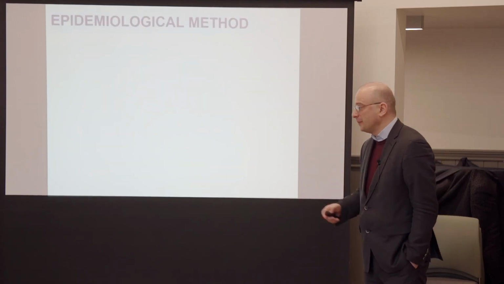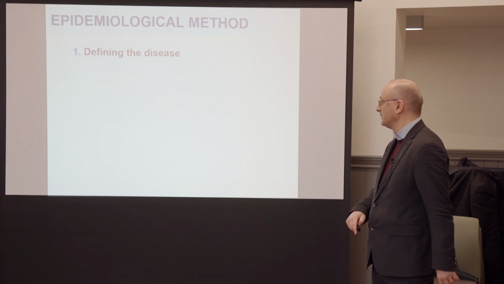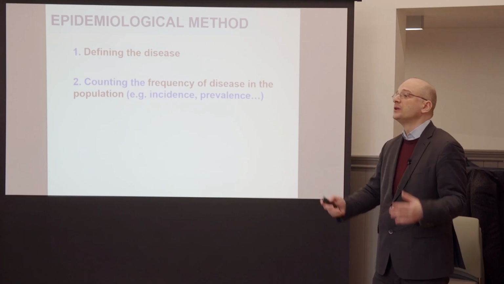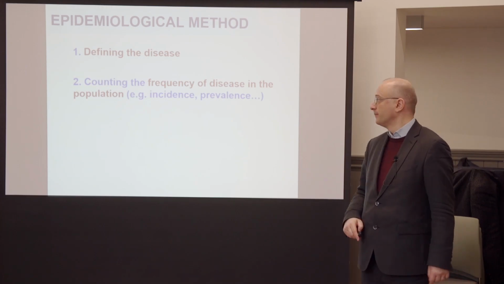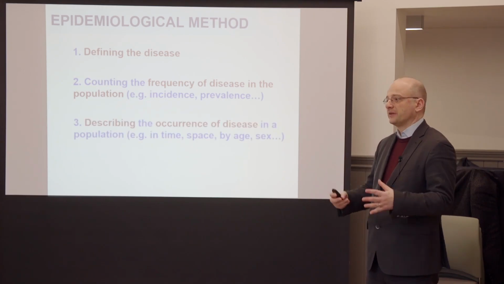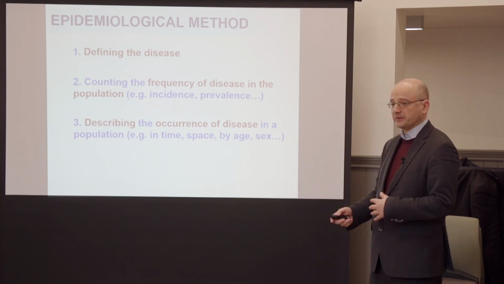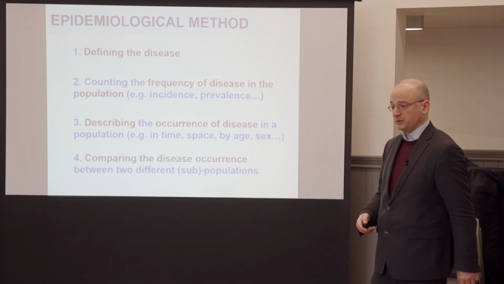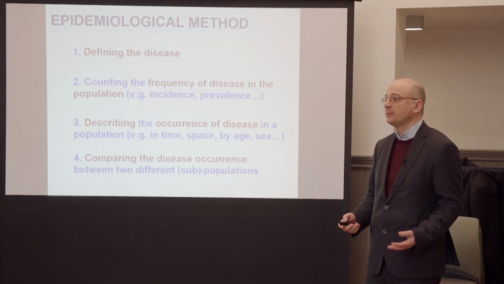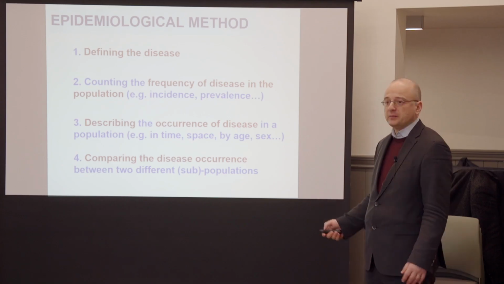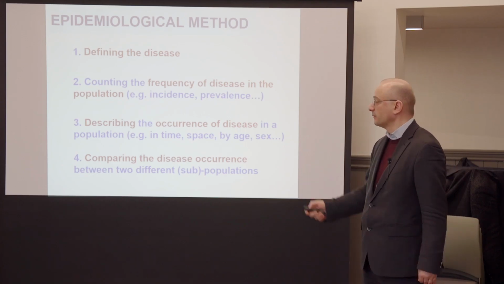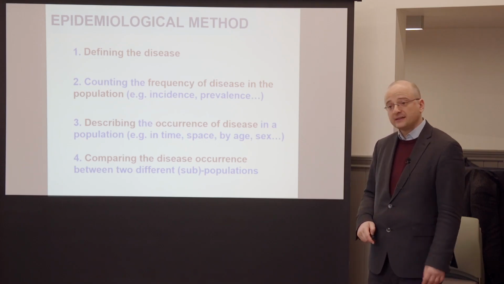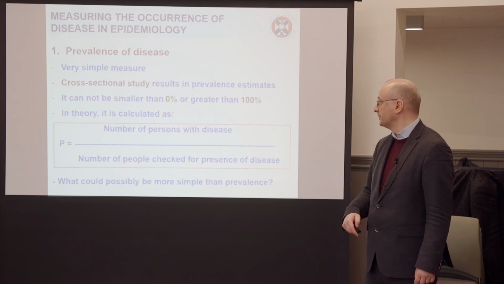All right, so remember epidemiological method, first step, define the disease, and then count the frequency of disease in the population. So we're talking about those two things today, all right? Then we can describe occurrence, cross-tabulating it with various possible risk factors, interventions, and so on. And eventually, we may even compare two different groups of population or samples. So that's all fine, but we're not going to be talking about 3 and 4 today. We're mainly going to focus on number 1 and number 2: defining the disease and counting the frequency of disease in the population.